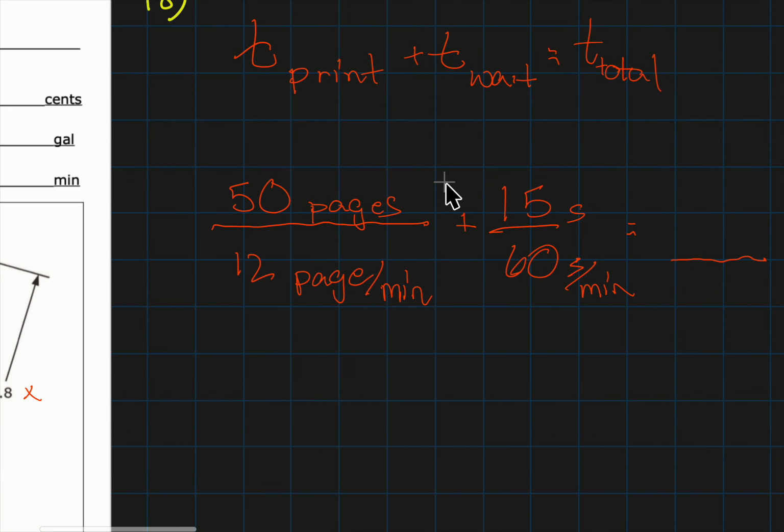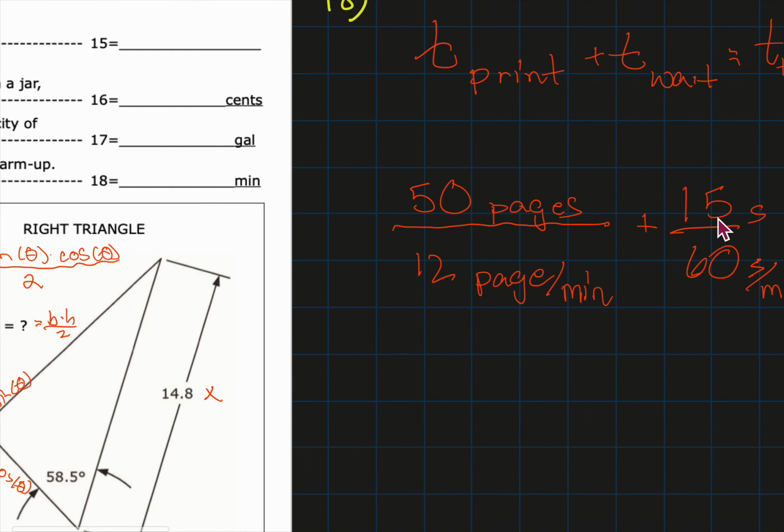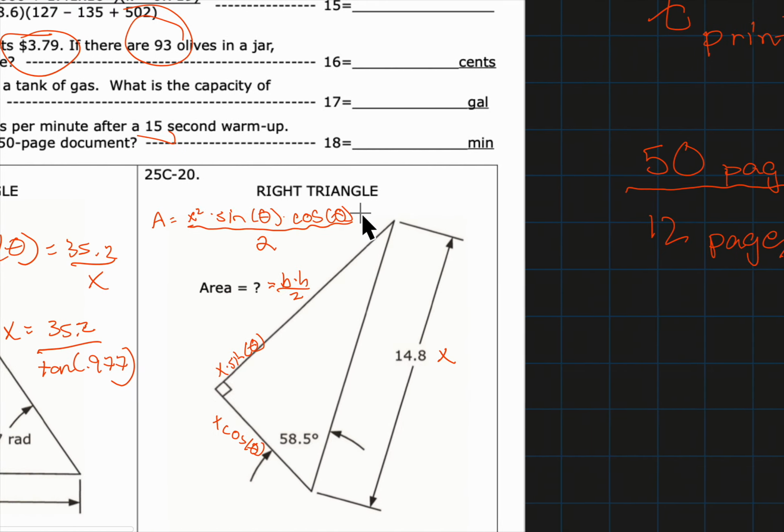And then we also have to wait the 15 seconds. But again, we look at our answer. They want it in minutes. So we're going to make sure that we take the 15 divided by 4. That's 0.25 minutes. We add that over.